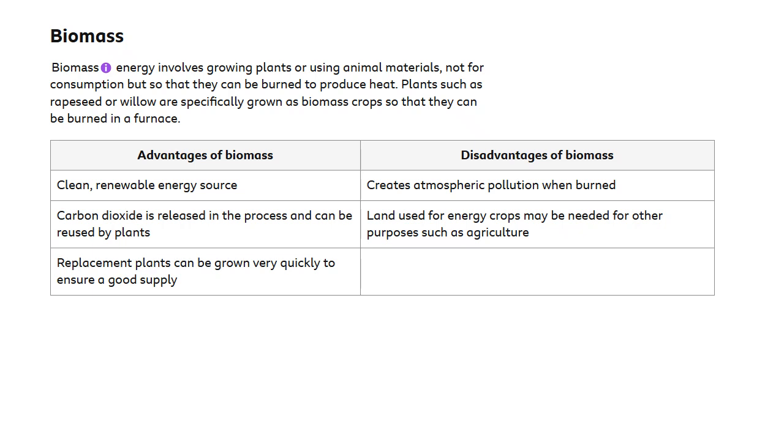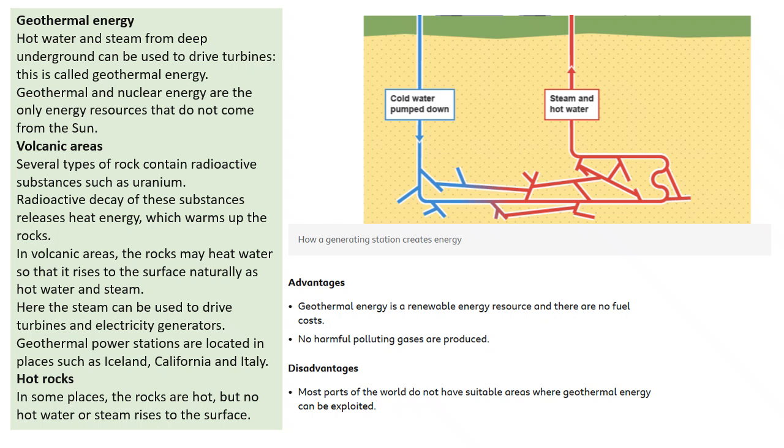So it does involve growing plants or using animal materials not for consumption, but so that they can be burned to produce heat. Plants such as rapeseed or willow are specifically grown as biomass crops so that they can be burned in a furnace. Geothermal energy.